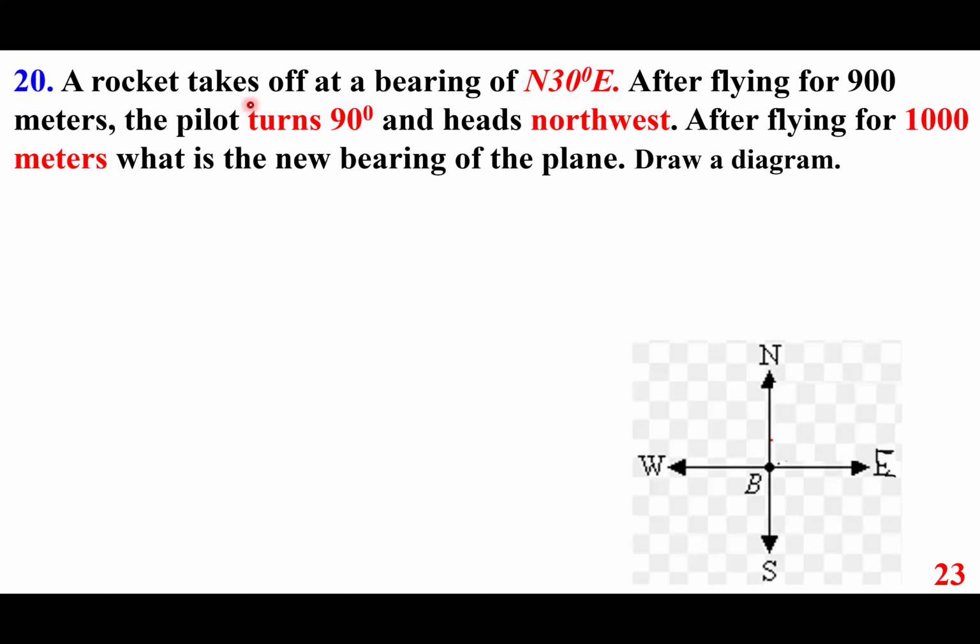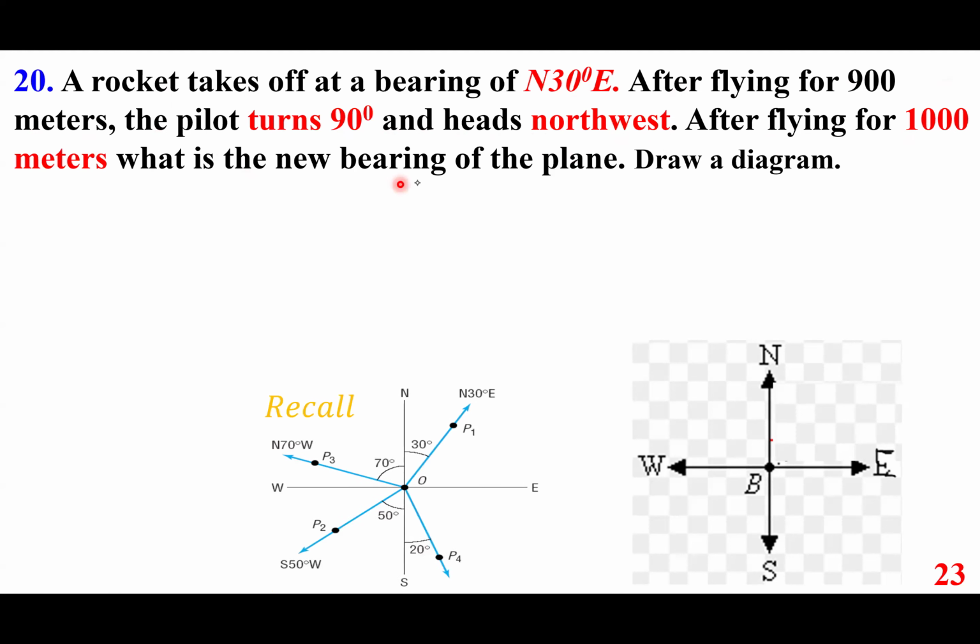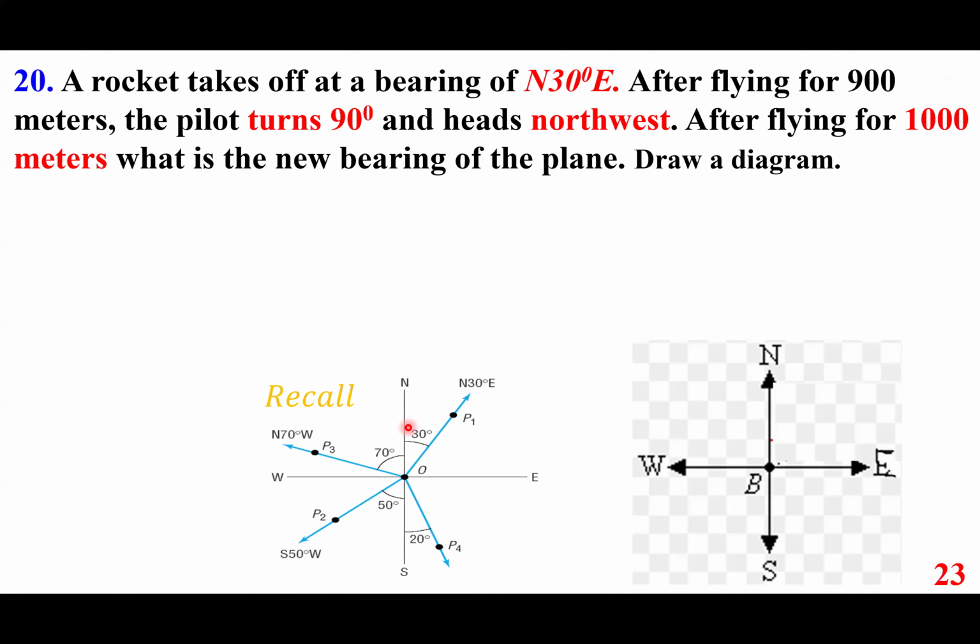A rocket takes off at a bearing of north 30 degrees east. After flying for 900 meters, the pilot turns 90 degrees and heads northwest. After flying for 1,000 meters, what is the new bearing of the plane? Reminding everybody, when we have the bearing, basically you have two methods. The method that is mentioned here is you compare it with the north or south, and the angle must be between 0 and 90 degrees, an acute angle.